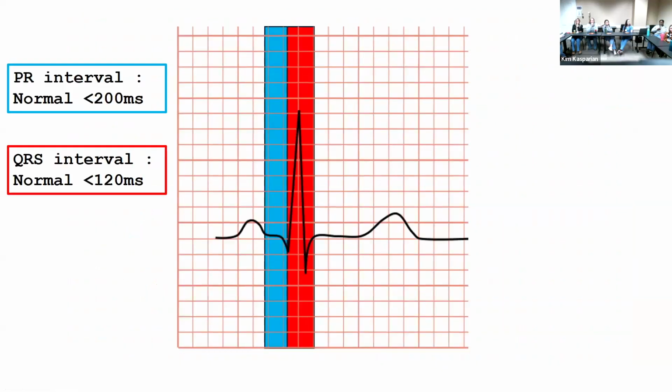Just some normal values real quick. So the PR interval, we're going to be talking about that a little bit. Normal is less than 200 milliseconds. And for the QRS interval, normal is going to be less than 120 milliseconds. And the QRS is from the beginning of the Q wave to the end of the S wave, where the S wave levels out.